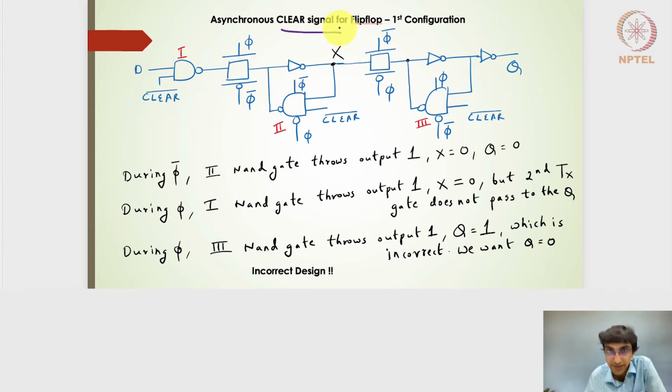Now what does it really mean? It means that whenever the clock is high, if I press the clear signal, then I should get the output to be 0. And if the clock is low, if I press the clear signal, the output should be 0. All right. And the output should get the updated value of D only during the next clock edge, right?